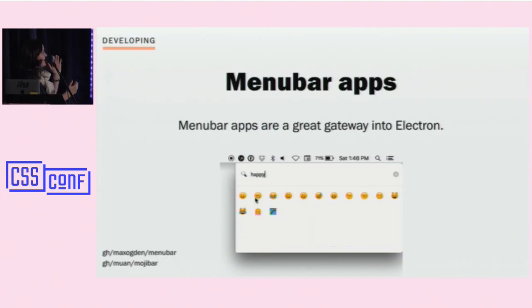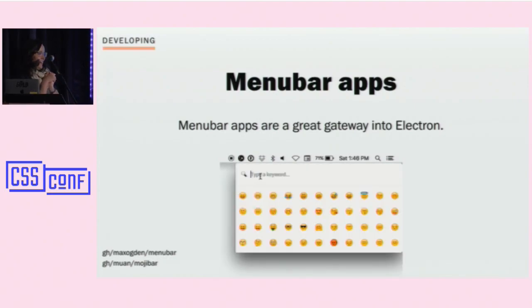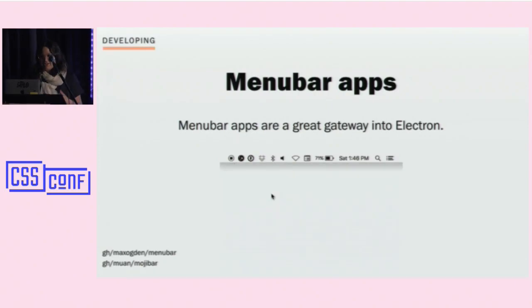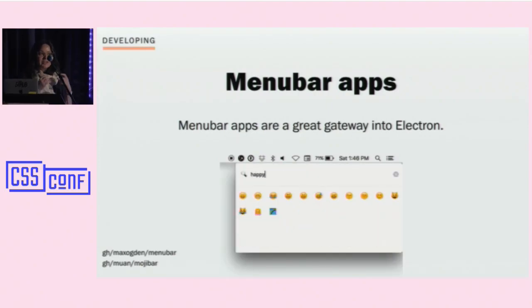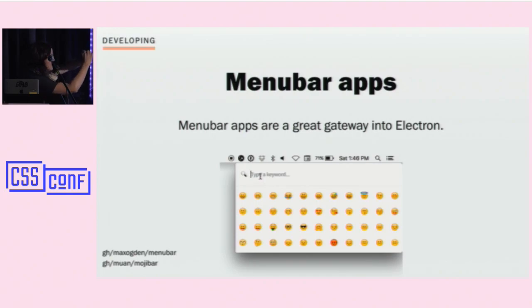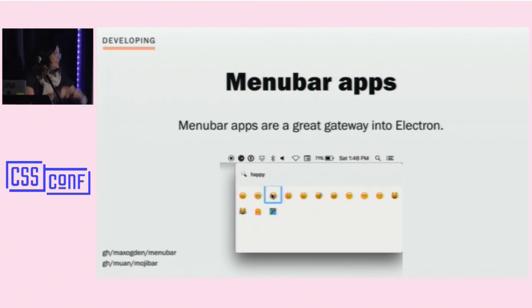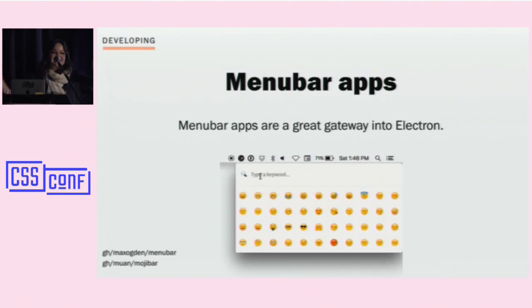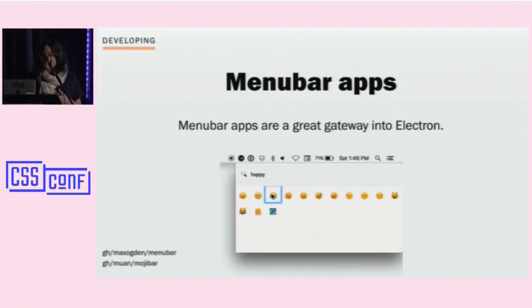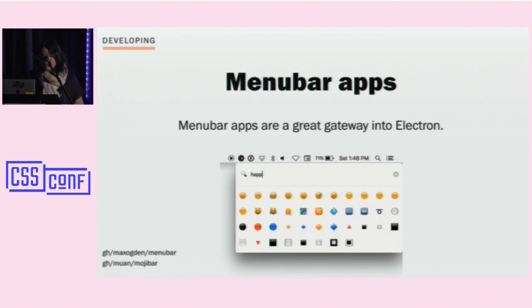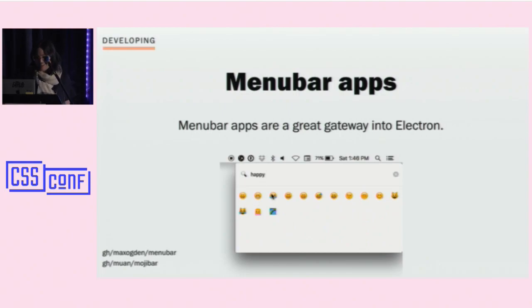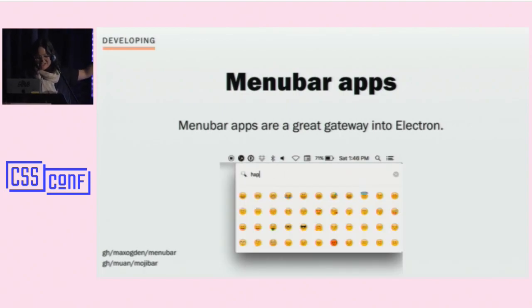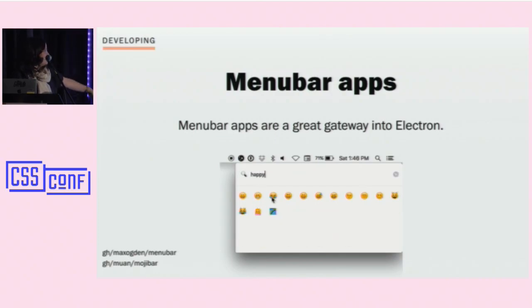And finally, the menu bar apps, I think, are such a great gateway into Electron because they're super small and focused. Like, this is a web page that's this big. And so you can just have an idea, execute it, you get the satisfaction of having made this thing and it's working. And they're fun, and then you can just fill up your menu bar with things. This one being shown here is called Emoji Bar, which lets you find the right emoji based on your emotion.